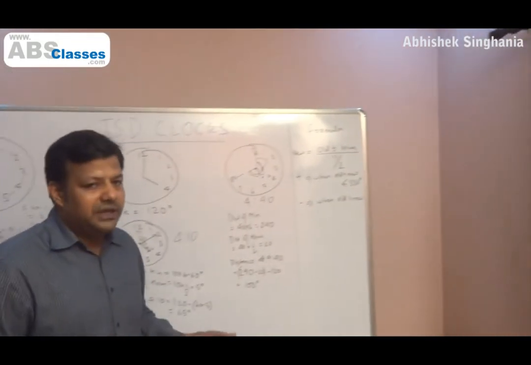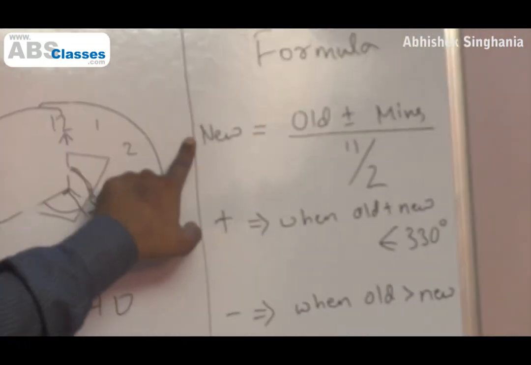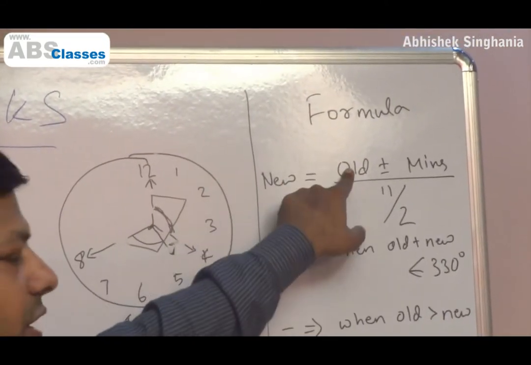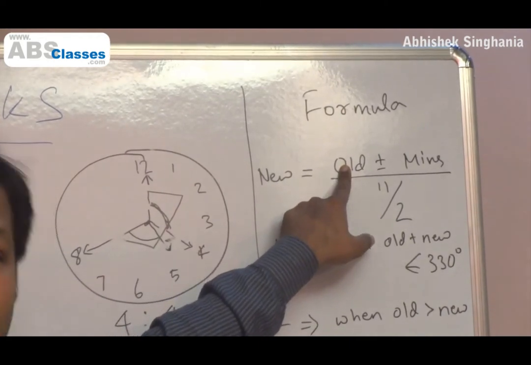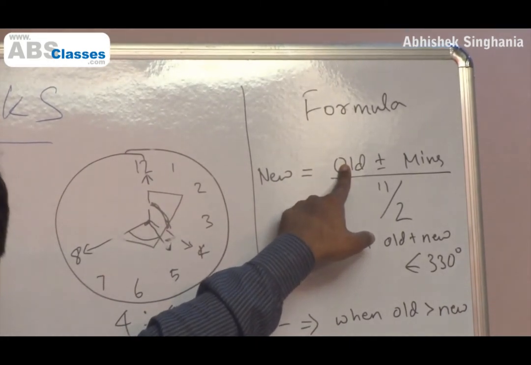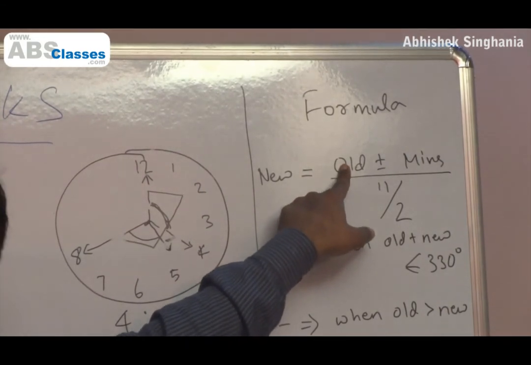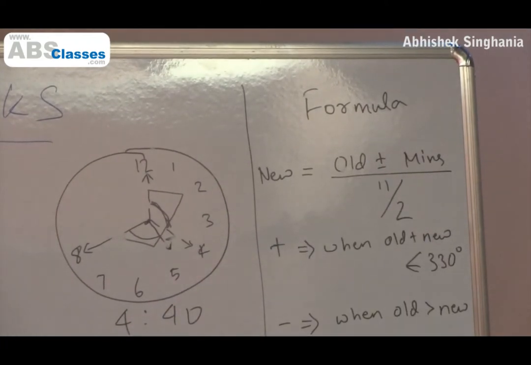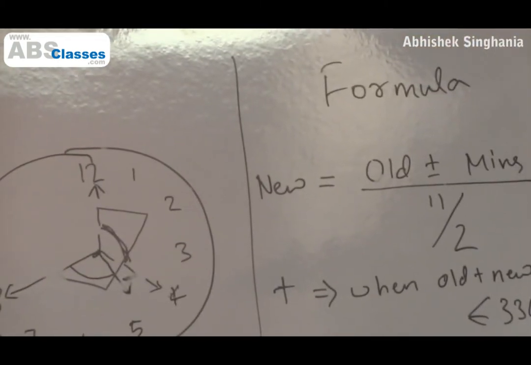The formula goes like this. New means the new angle, the angle that they are asking us. Old is the angle at the previous hour: for 4:33, the angle at 4 o'clock; for 7:11, the angle at 7 o'clock; for 11:15, the angle at 11 o'clock. Right? Old angle refers to that angle. Minutes refer to the number of minutes after the old angle. Say if the question is about 3:23, then minutes is 23.